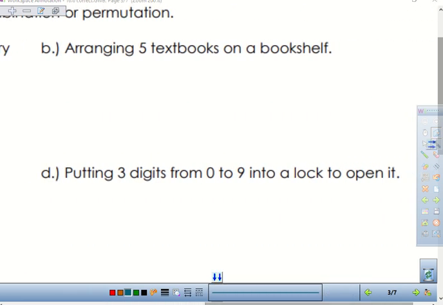Arranging 5 textbooks on a bookshelf. If I am taking 5 books and putting them on a bookshelf, if I don't care about the order, there's only one way to do that, right? It doesn't matter which way I put them. But if I want to have different arrangements, isn't the order I put them in going to matter? So that's going to be a what? Permutation. How does the order matter? Because let's say we have 5 textbooks: English, math, science, history, and Spanish, okay?